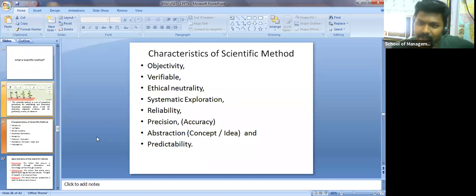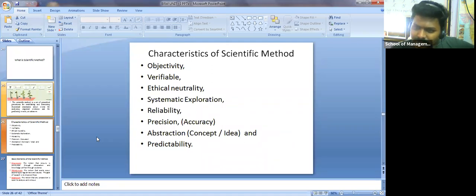As I already explained with this plant example, the first day you explore something, the second day you explore something, the third day you explore something, the fifth day you explore something, by doing that research work. So one more important characteristic of the scientific method is systematic exploration. Reliability is also a most important characteristic.